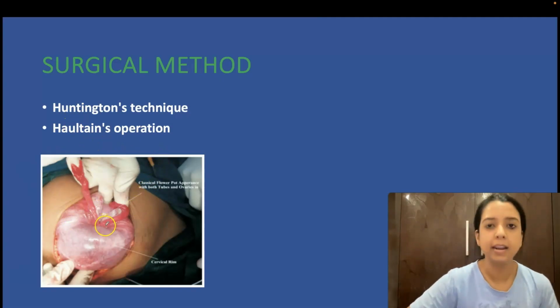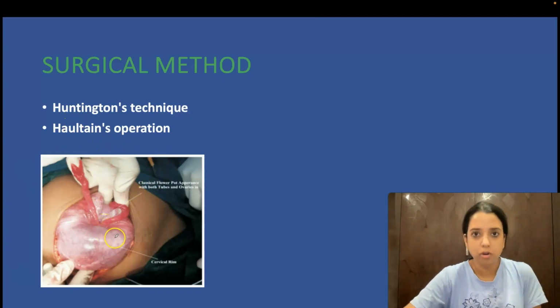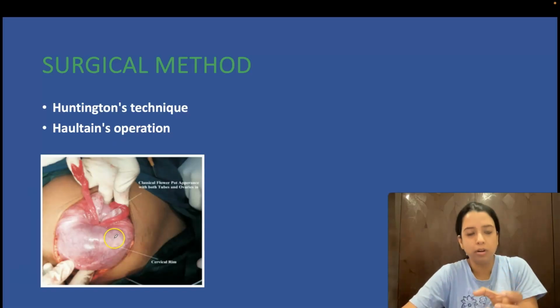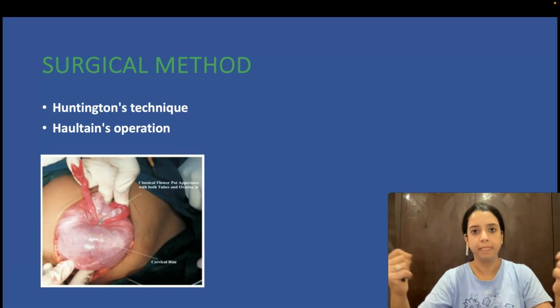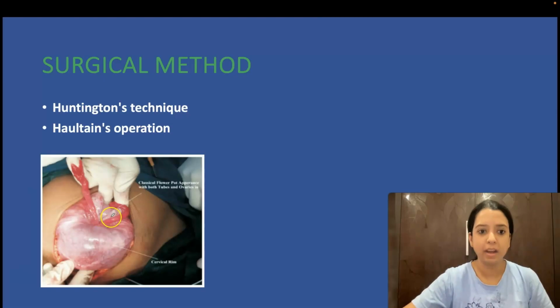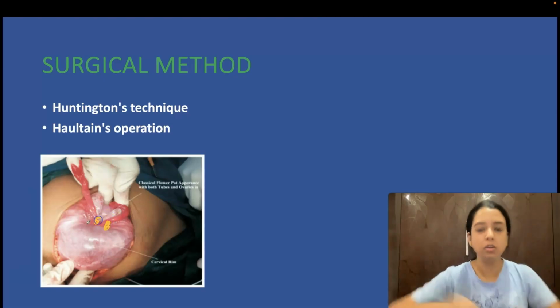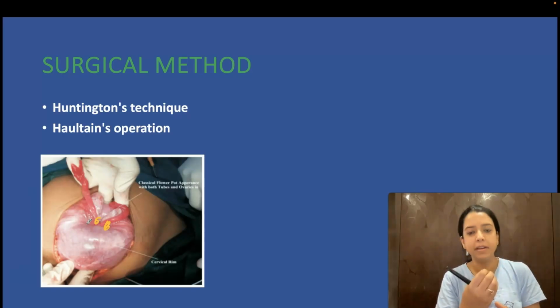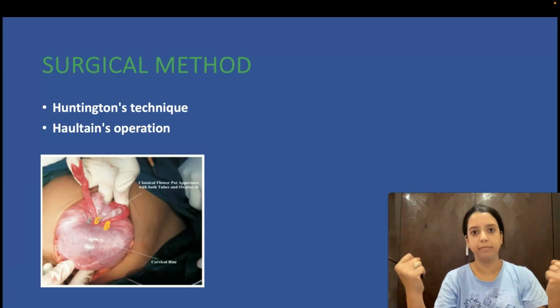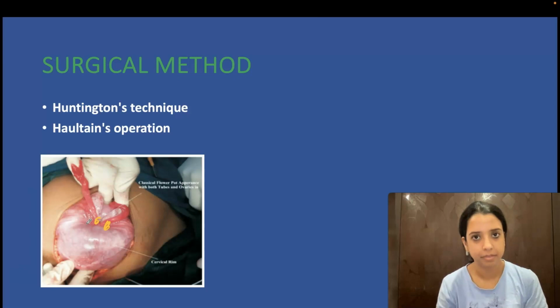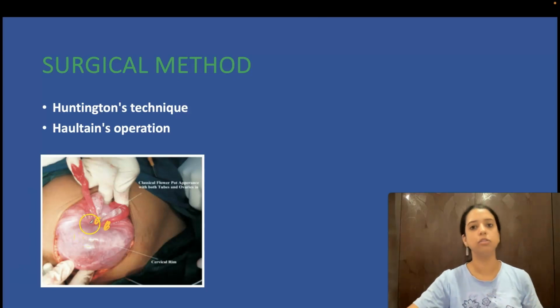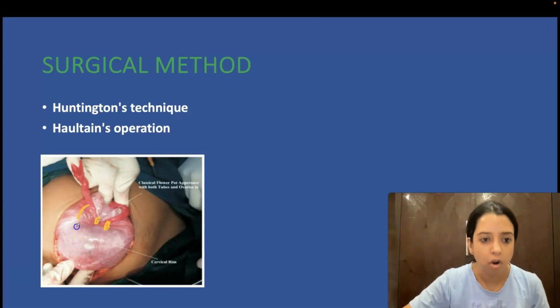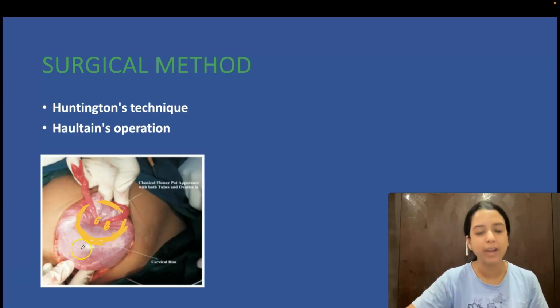What do you do in Huntington's? If you're not able to push from below because the uterus is tight, you pull from above. You do a laparotomy, open it up, attach clamps here and here, and you pull from above. So one person will push the segment from below and one person will pull from above. That is Huntington's technique. Many times Huntington's technique is also not successful. Why? Because of the delay, a constriction ring forms here, and you need to cut it.